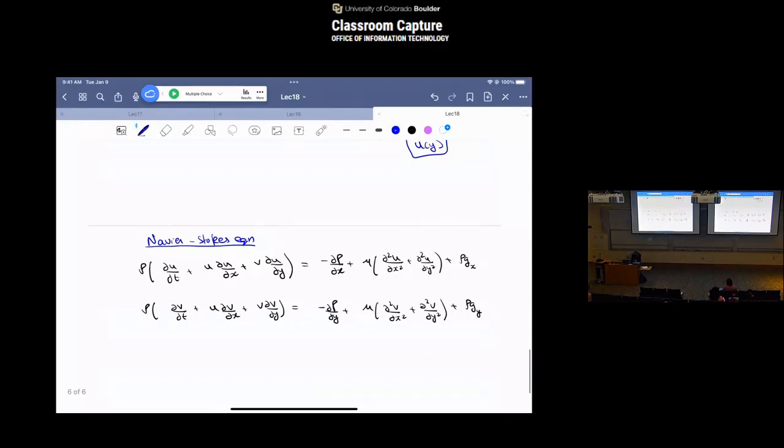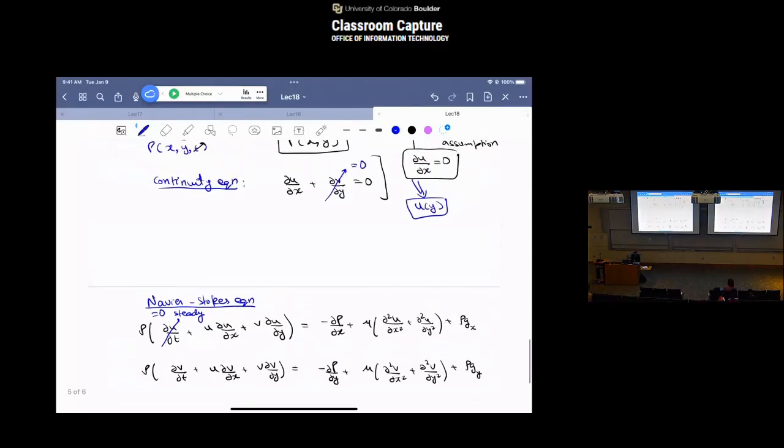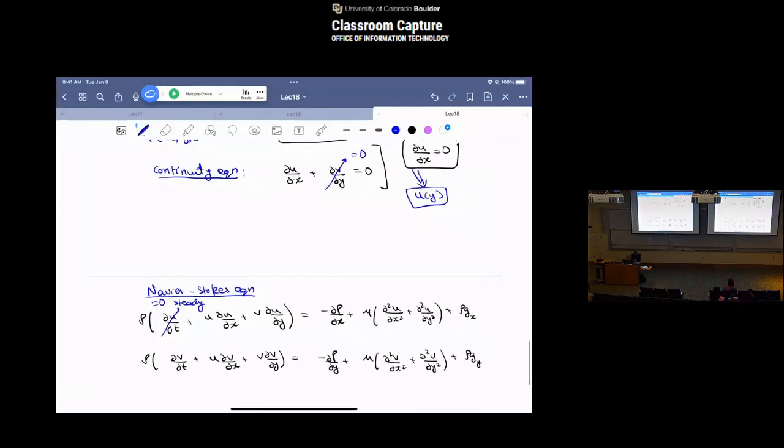So what happens to del u by del t? 0, because steady, right? What happens to u del u by del x? 0, because of the continuity equation, u does not depend on x. Plus 0 from continuity, this is 0 because v is equal to 0. So the left hand side completely goes to 0.